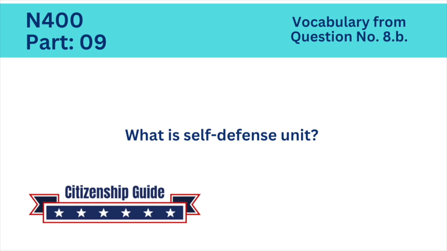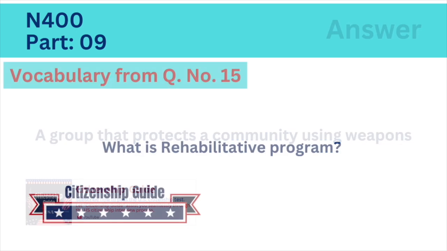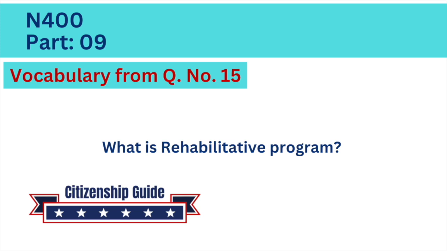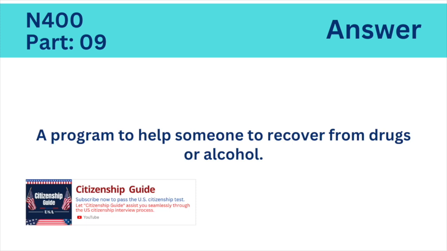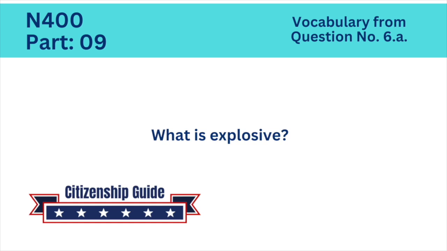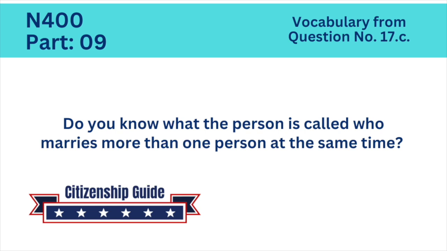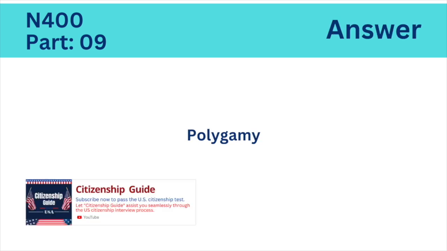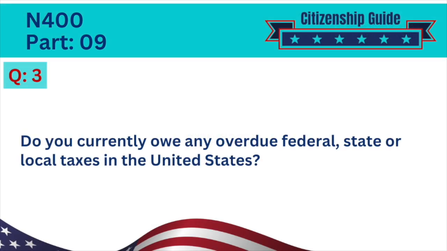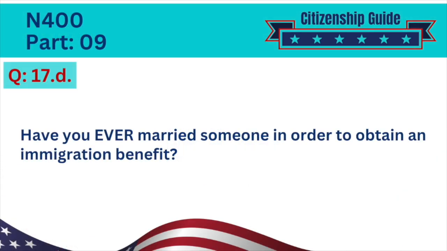What is self-defense unit? A group that protects a community using weapons. What is rehabilitative program? A program to help someone to recover from drugs or alcohol. What is explosive? Bomb. Do you know what the person is called who marries more than one person at the same time? Polygamy. Do you currently owe any overdue federal, state, or local taxes in the United States? No. Have you ever married someone in order to obtain an immigration benefit? No.